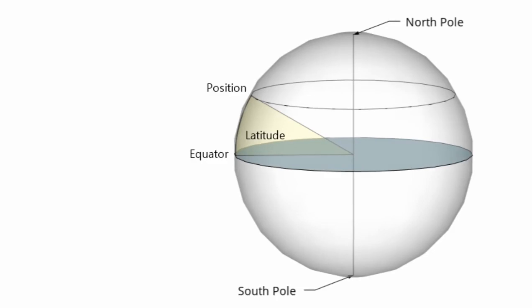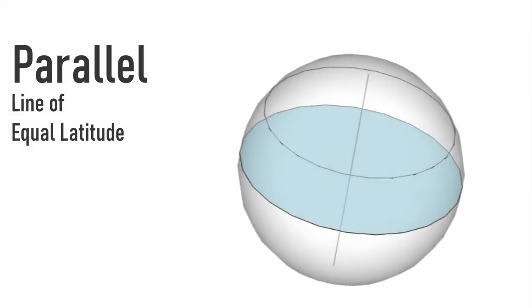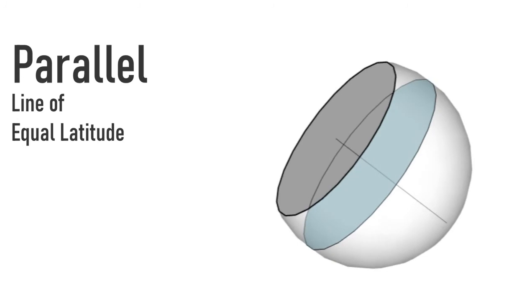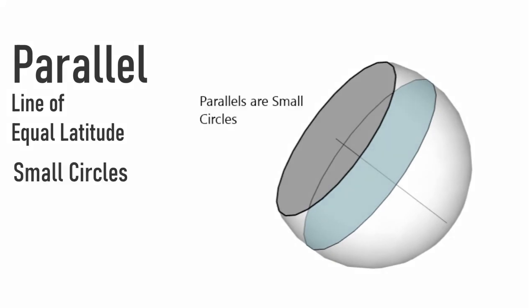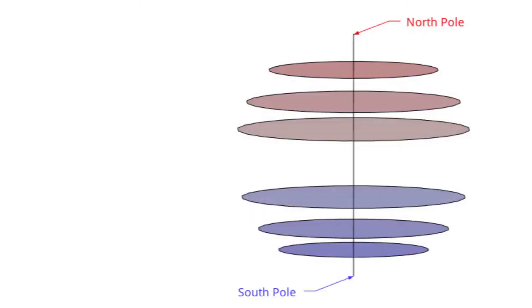This is what is called a parallel, and it represents a line of equal latitude. Except for the equator and the 2 points at the poles themselves, all parallels are small circles. You can kind of imagine parallels as stacking up one on top of each other from the South Pole to the North Pole, kind of looking like different sized plates.